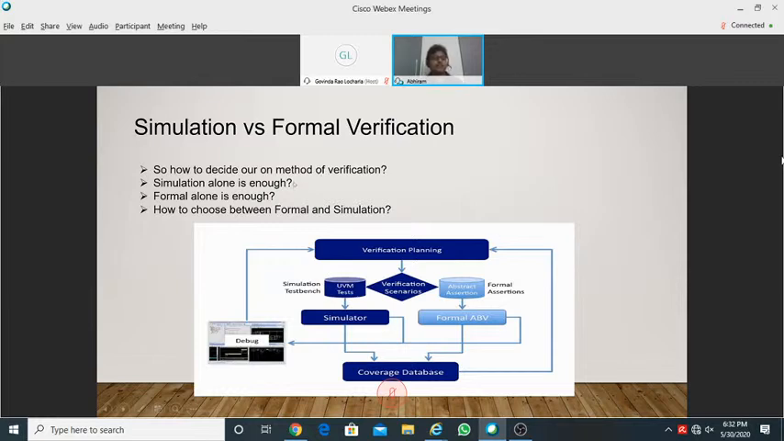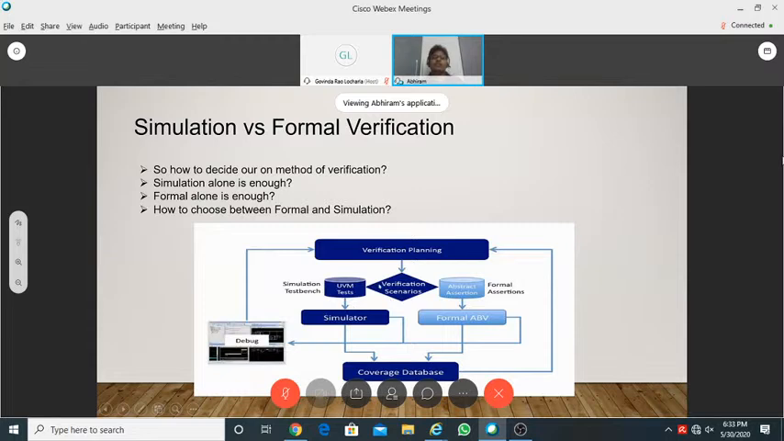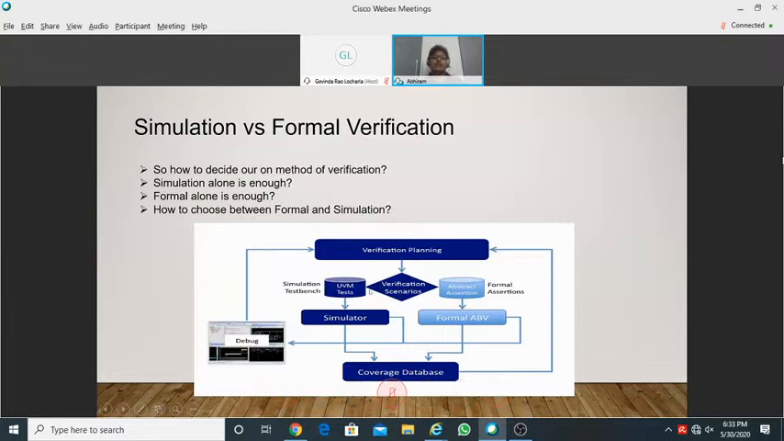Should we think simulation is enough, or formal alone is enough, or how do we decide between both? That is where the verification planning and verification architect comes into the picture. Based on how complex the design is, the verification architect partitions what needs to be tested in simulation and what needs to be tested in formal. So he writes the scenarios in both the simulation world and the formal world to get the correct output.